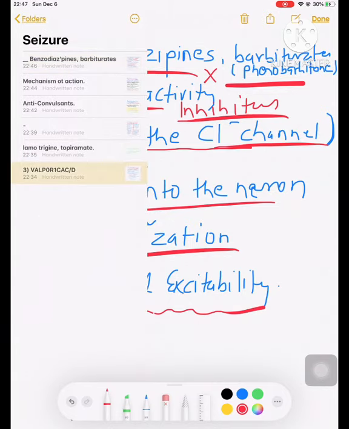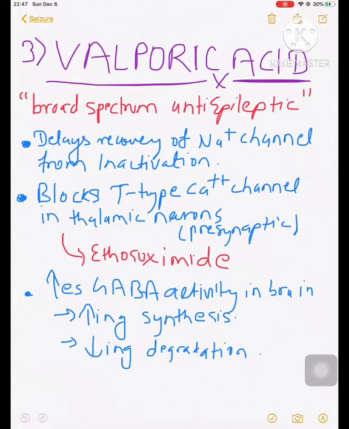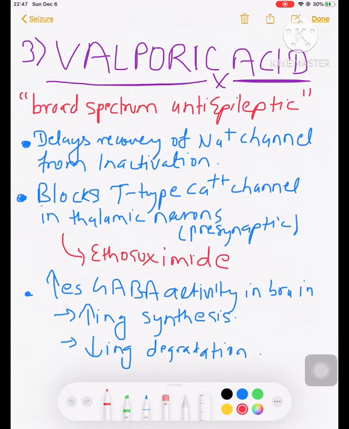Next we'll see valproic acid. It is a broad spectrum anti-epileptic, meaning that it has multiple mechanisms of action. It has actions similar to phenytoin, ethosuximide, and even benzodiazepines and barbiturates. Let's see how. It delays the recovery of sodium channels from their inactivated stage. As we discussed just a few minutes ago, it keeps the sodium channel in the inactivated stage, so no further recurrent depolarization or repetitive action potential is generated.